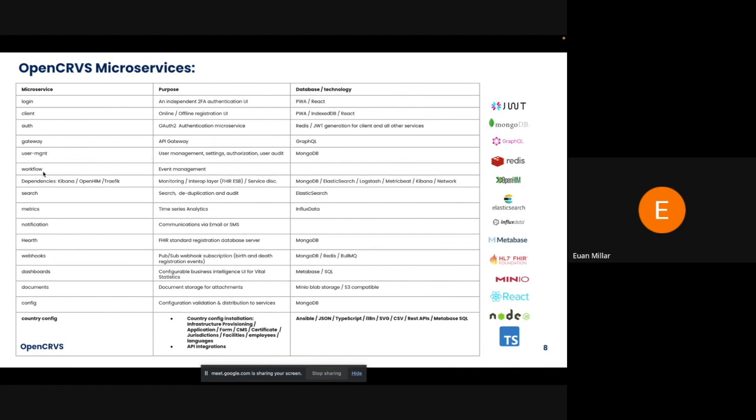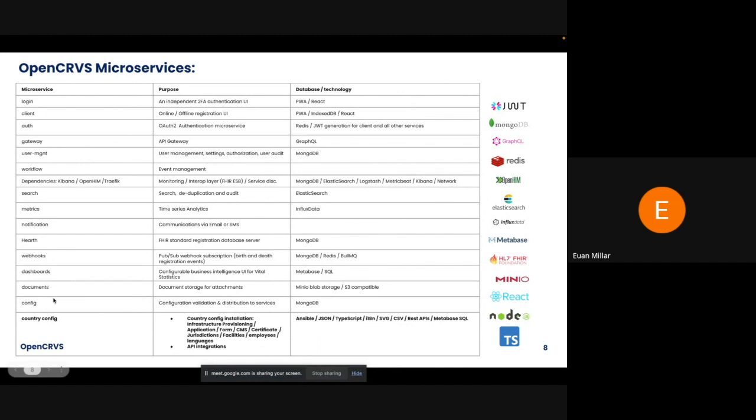We have a workflow microservice, and that's used for managing the state of a registration. If you think about that registration having an initial declaration, a validation step, a certification step, registration step, issuance step, this microservice handles that registration business status. We have a search microservice, which is powered by a database and engine called Elasticsearch, which is really fast for deduplication and audit trail.